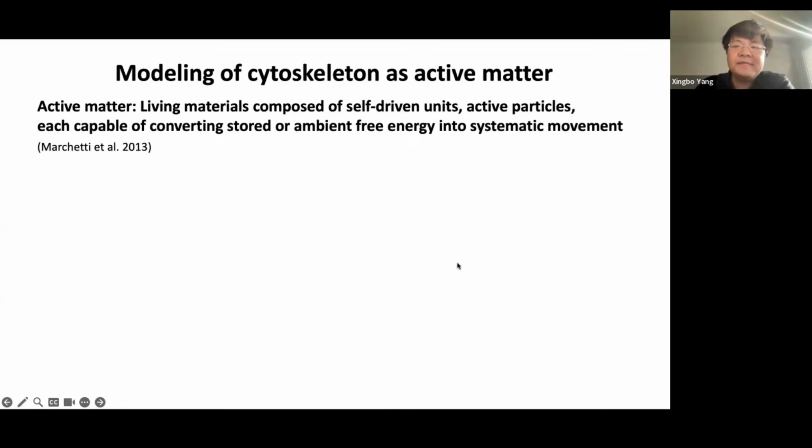So, all right, this is to give you a fast crash course on the cell cytoskeleton. By the way, I want to emphasize that if anybody has any questions, feel free to ask.